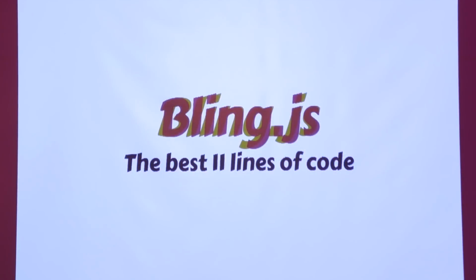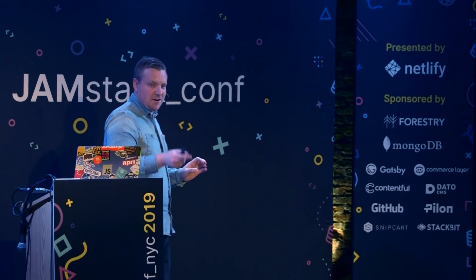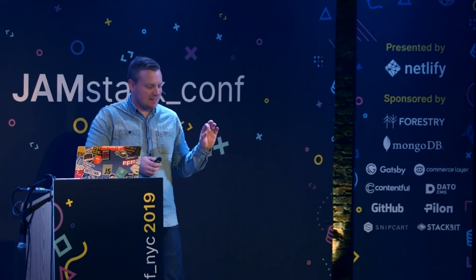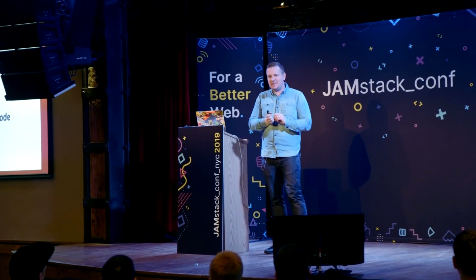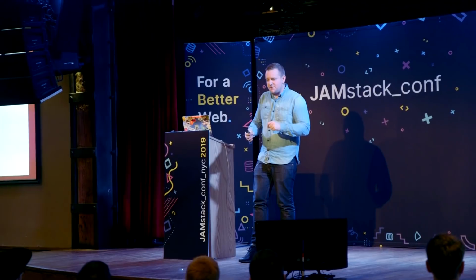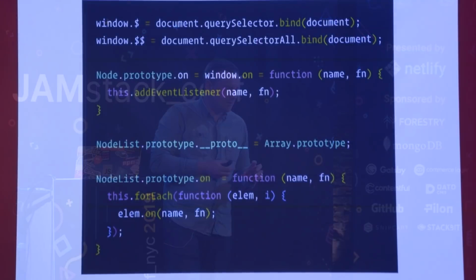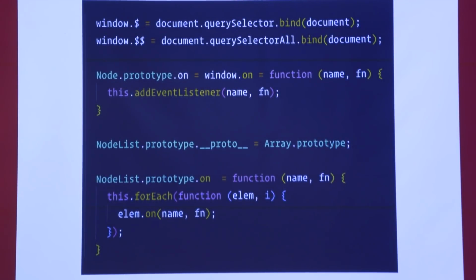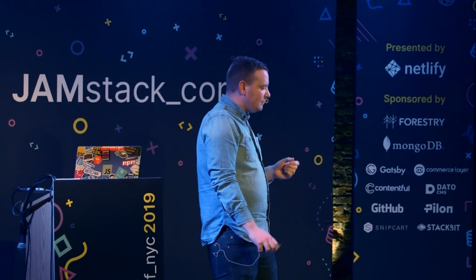Next up is Bling.js. This is actually not new. This is probably, I don't know, maybe 4 years old. Anyone ever used Bling.js before? No. So I think that this is the best 11 lines of code. This is not necessarily for a framework, but if you're whipping up a quick vanilla JavaScript website, Bling.js is going to go a long way. So these are the 11 lines that we have here, and we're going to break them down into understanding what each of those do.